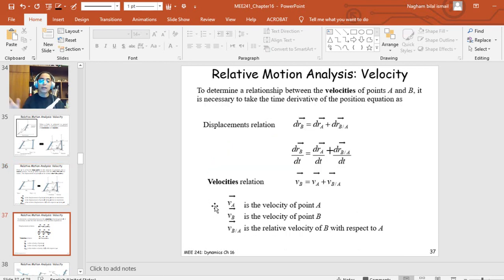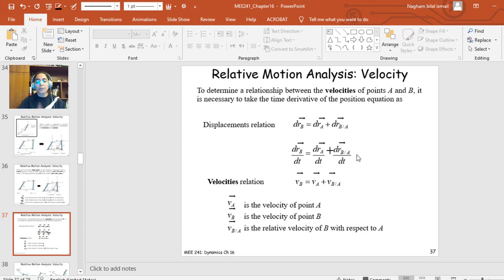So I'm going to start with the relative motion analysis, as I know dRB is equal to dRA plus dRB with respect to A, and then I'm going to take the derivative with respect to time. Now I know that RB with respect to A will never be constant here because I have a translational motion. So what is dRB with respect to dt? This is, of course, VB. What is dRA with respect to time? This is, of course, VA. And what is dRB with respect to A with respect to time, which is VB with respect to A?